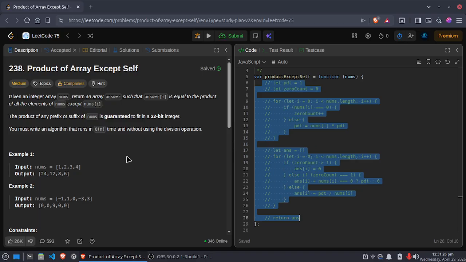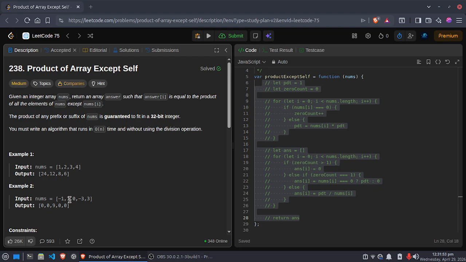For that, in the problem statement, if you see the words prefix or suffix, we have to use them. Prefix and suffix is the actual interview solution. Here we do not use any division operation. We use one very important DSA pattern, that is prefix and suffix. The idea is simple: for every index, answer of i is equal to the left product times the right product.